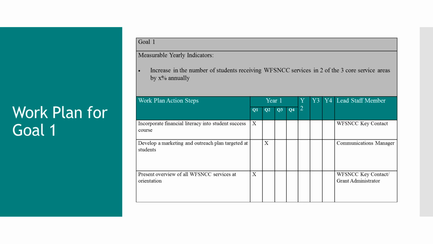So one measurable yearly indicator would be increasing the number of students receiving WFSN CC services and 2 to 3 core services by X annually. Obviously, you fill in what X is. And so you think about what your action steps are to achieve that yearly indicator and to implement the services that your institution has proposed to provide. So one action step might be incorporating financial literacy into a student success course. Again, these are fairly broad, but I just wanted to provide you a brief example.